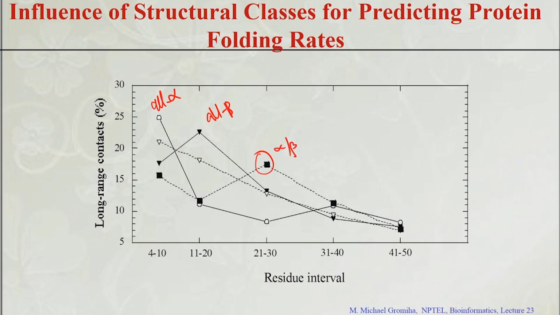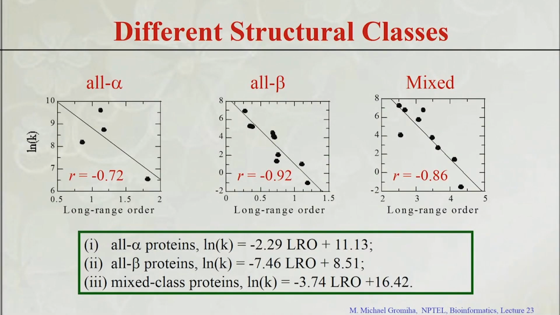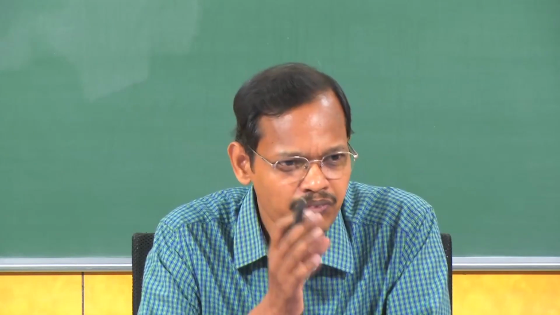So, this can be reflected in the long range order, because you can see the contacts are different in different structure classes. So, we classified the proteins in 3 groups, all alpha, all beta and mixed class, and we derived the equations for these 3 classes and see whether there is an improvement in the correlation. If you do like this, mainly long range order deals with which type of interactions? Long range interactions. So, in this case which class of proteins perform better with long range order? All beta proteins, because they are influenced by long range interactions.